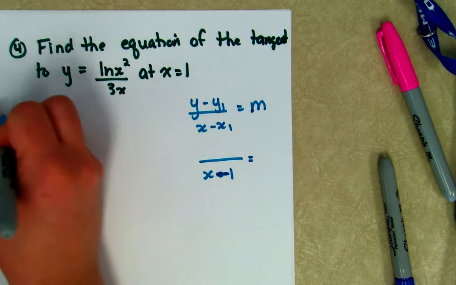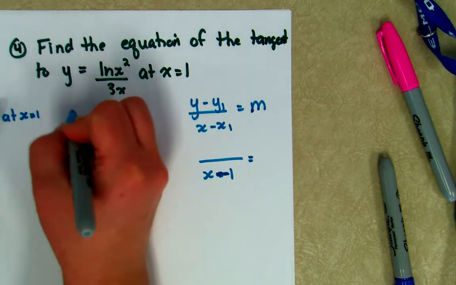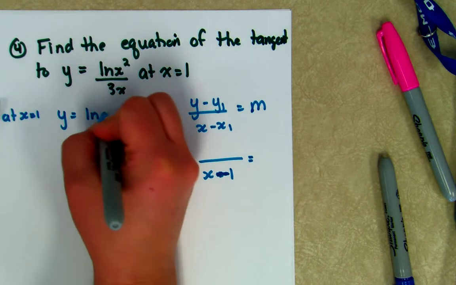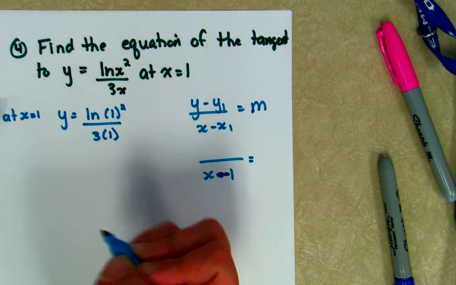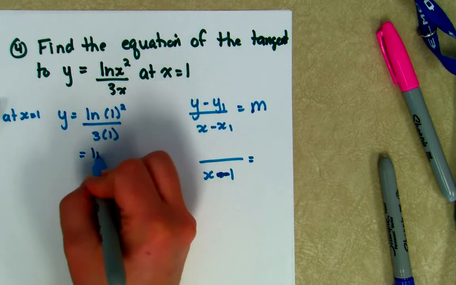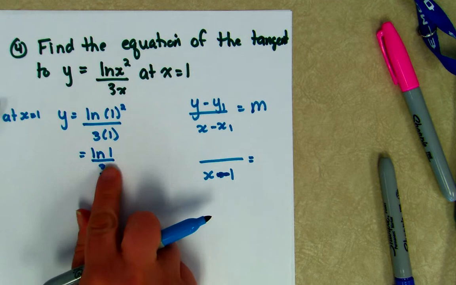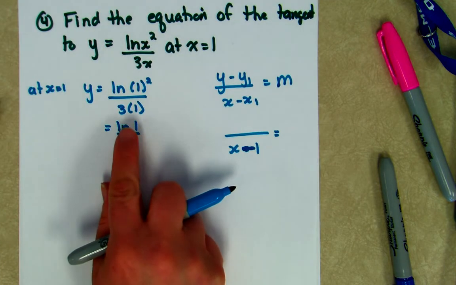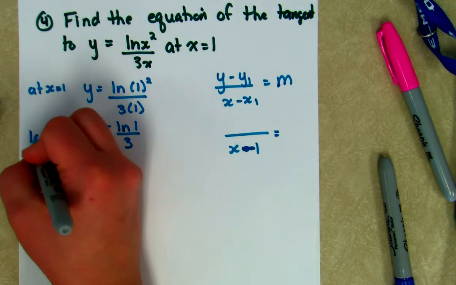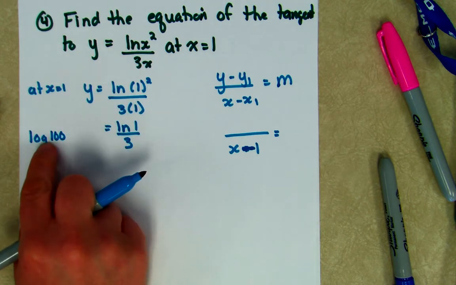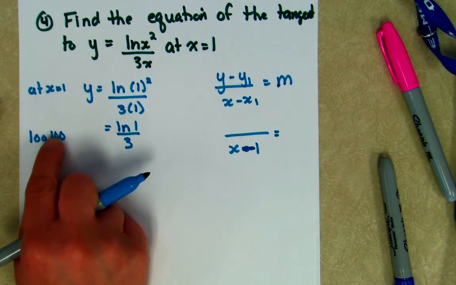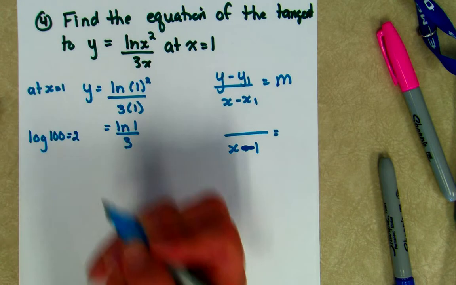I'm going to figure out my y. So at x equal to 1, y equals ln of 1 squared over 3 times 1, which is just going to give me the ln of 1 over 3. And now I want to talk about this a little bit, because remember, a log asks you for an exponent. So if I ask you for log of 100, it's asking what exponent on 10 would give me 100. So that answer would be 2.